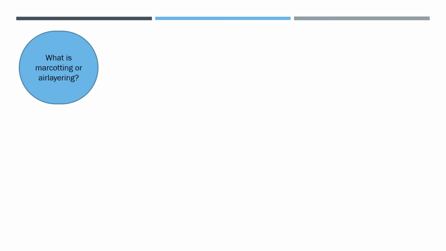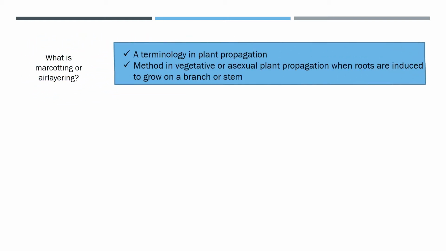So what is marcotting or air layering? The terminology in plant propagation. Air layering is a simple way of propagating fruit trees from their branches.